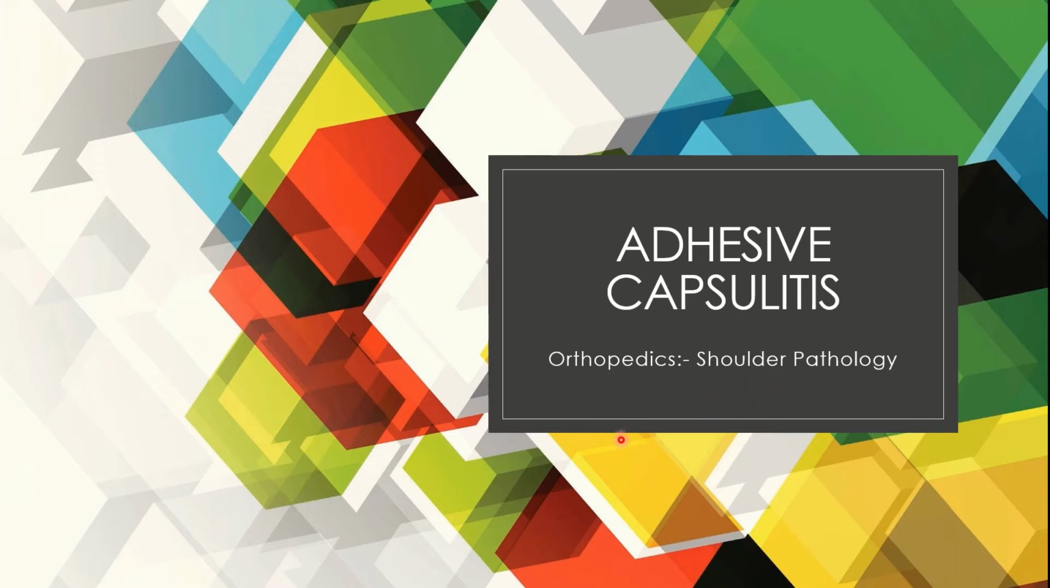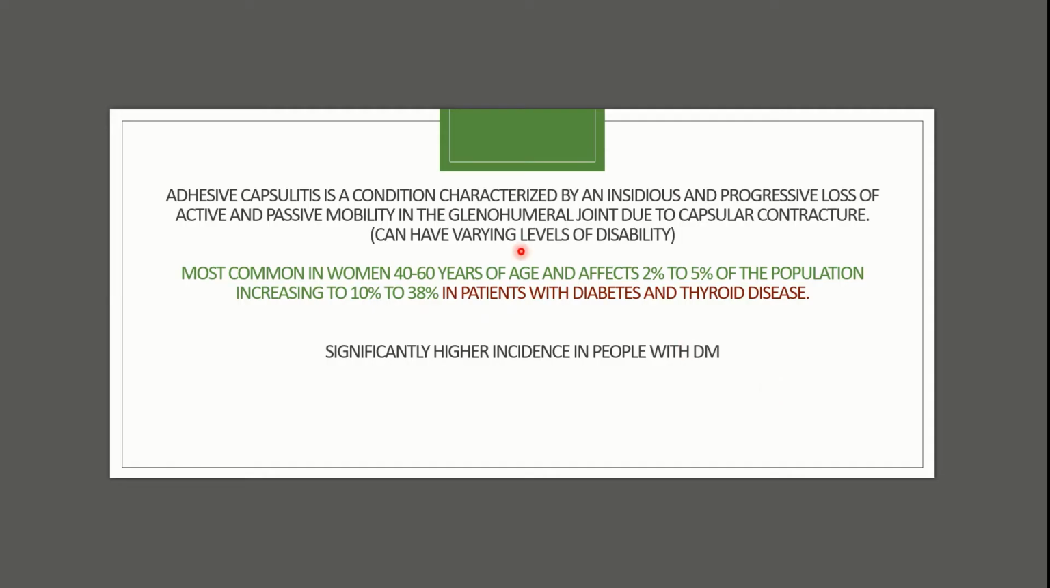So basically adhesive capsulitis is a condition which is characterized by stiffness and pain in the shoulder joint. Basically this condition occurs in people who have a history of diabetes. There is an insidious and progressive loss of active and passive mobility in the glenohumeral joint due to capsular contracture. As the name suggests, there will be adhesions in the capsule of the shoulder joint. Due to the capsular contracture, there will be loss in the range of motion of the shoulder.